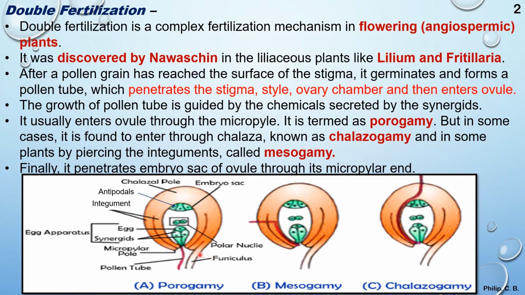So you can see here in figure A, porogamy, where all the labeled parts are embryo sac, chalazal pole, antipodals, integuments, which is bitegmic. Egg apparatus consists of egg and synergids over here. Micropylar pole, the pollen tube, the polar nuclei, funiculus are the parts of it, and as you can see this red colored tube entering into the micropyle, the term is porogamy. Second, B part through the integument, so mesogamy, and thirdly through the chalaza, so chalazogamy.